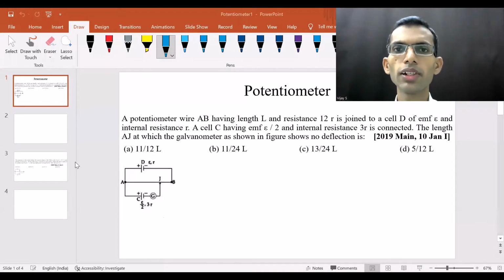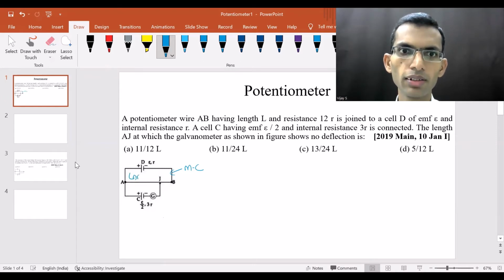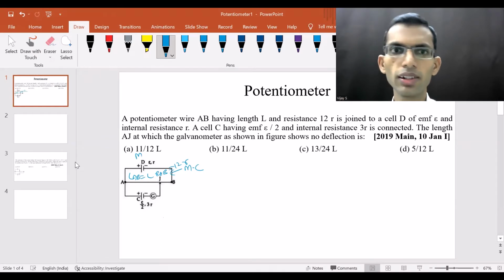A potentiometer wire AB having length L and resistance 12R is joined to a cell D of EMF E and internal resistance R. In the first sentence he gave about the main circuit. So he gave the length of the wire AB as L and its resistance as 12R. He also gave the main circuit cell EMF as E and its internal resistance as R. Let us see next.